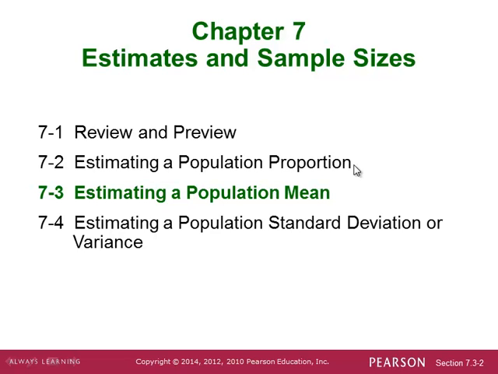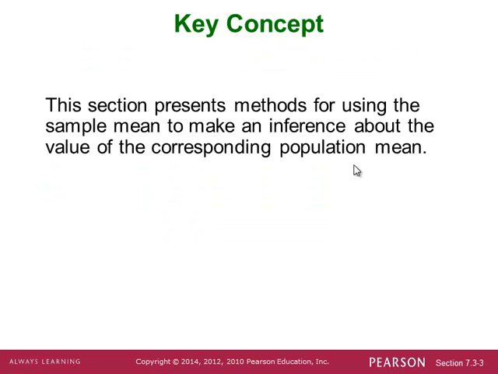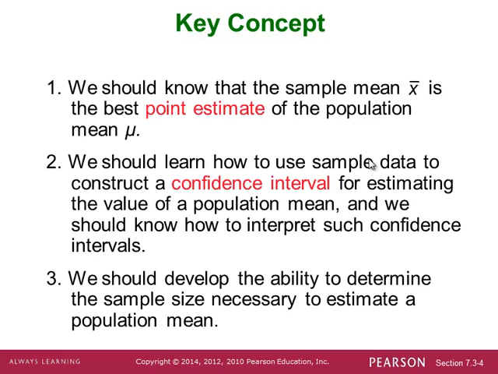Now we're going to continue with that discussion, but this time the statistic is the mean. Otherwise, the concept is still the same. The calculation of the margin of error will be a little bit different than what you saw for the proportion. Okay? All right, so moving along here, we're going to be seeing how we can use a sample mean to make an inference about the value of the corresponding population mean, meaning for the population that our sample came from.